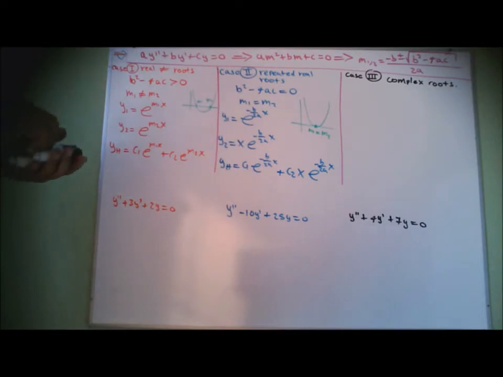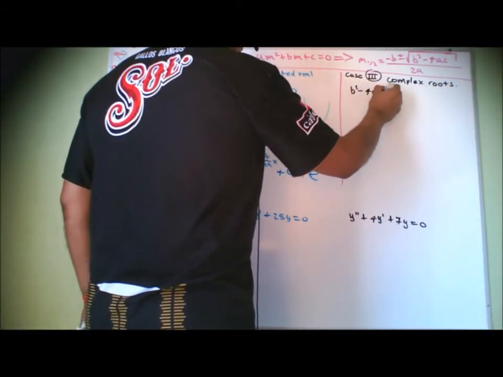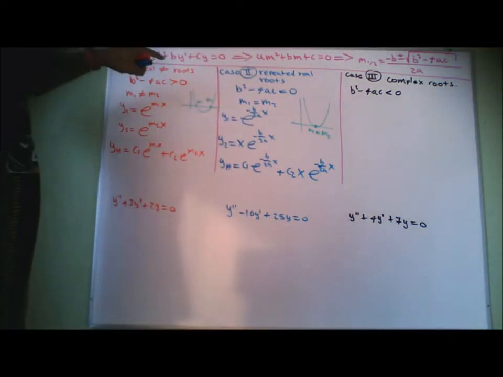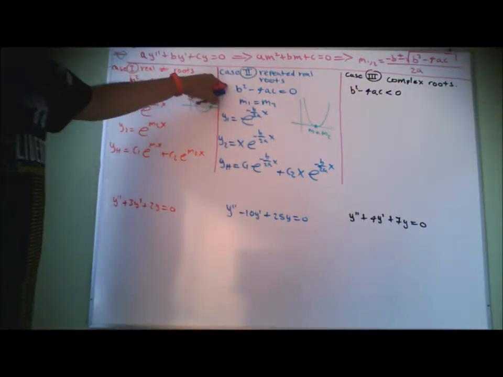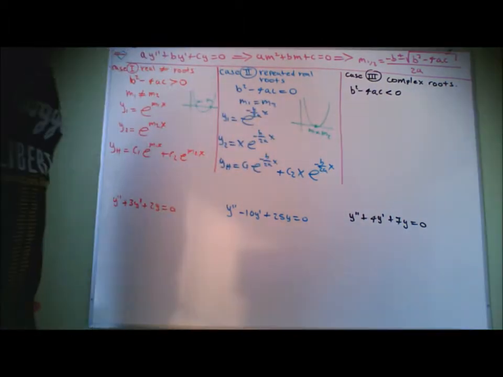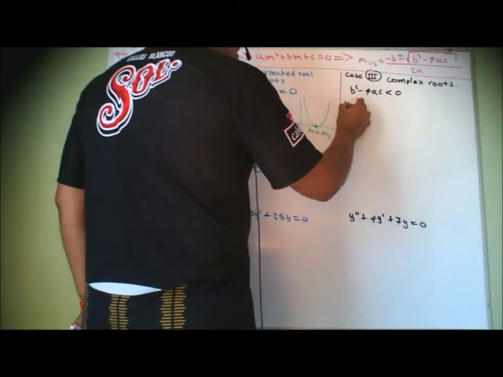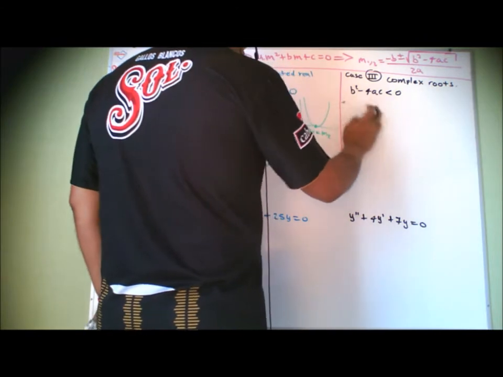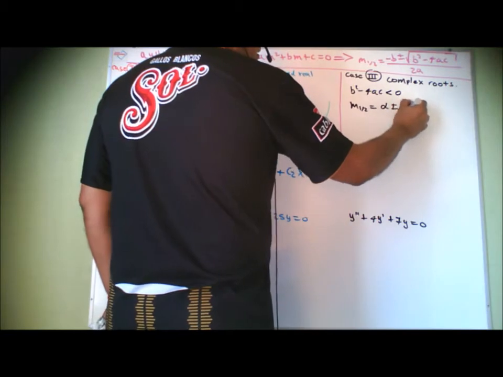Okay, case number 3 is when b squared minus 4ac is less than 0, is negative. As you can see, the cases are related to this number, b squared minus 4ac: bigger than 0, equal to 0, or lower than 0. We saw in the previous video that the roots, m1 and m2, are alpha plus minus beta i.